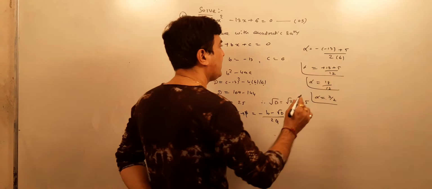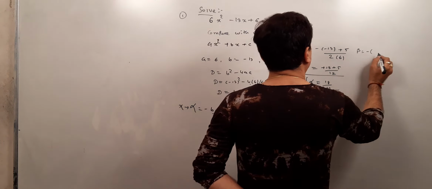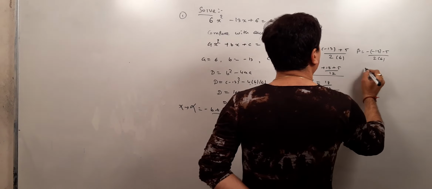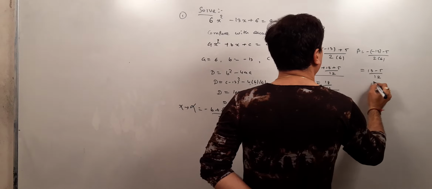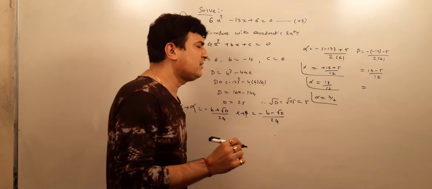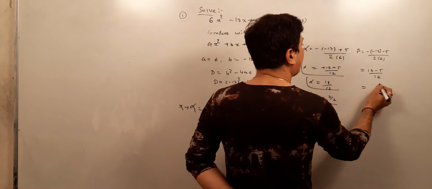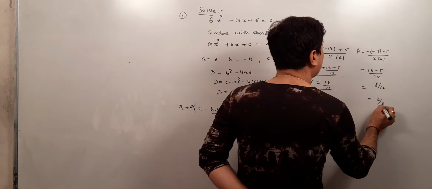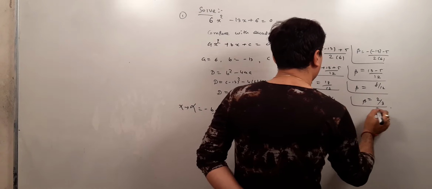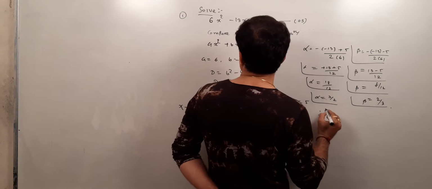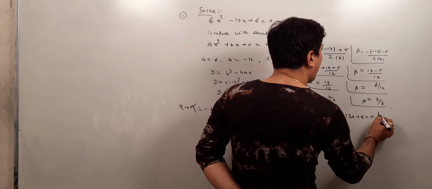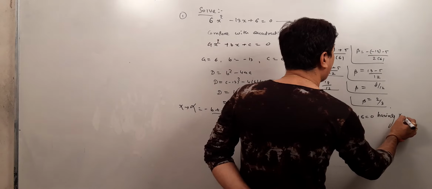And what is beta? Minus b minus 5 upon 2a. 13 minus 5 upon 12, that is 8 by 12, and this is 2 by 3. You understand what I say? Therefore, 6x squared minus 13x plus 6 equals to 0 has real roots.